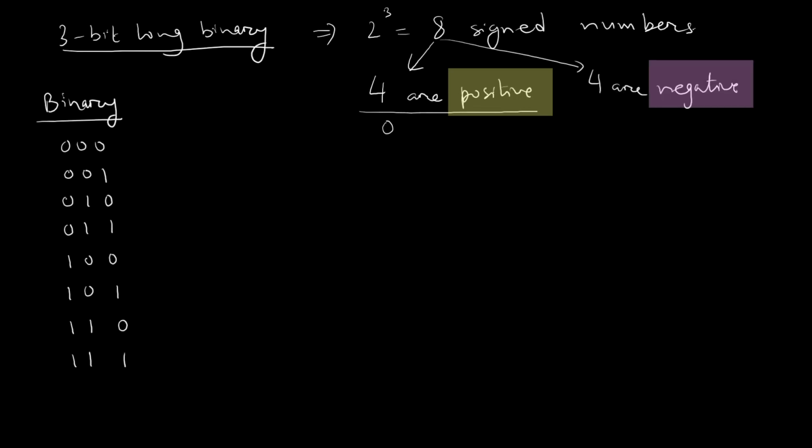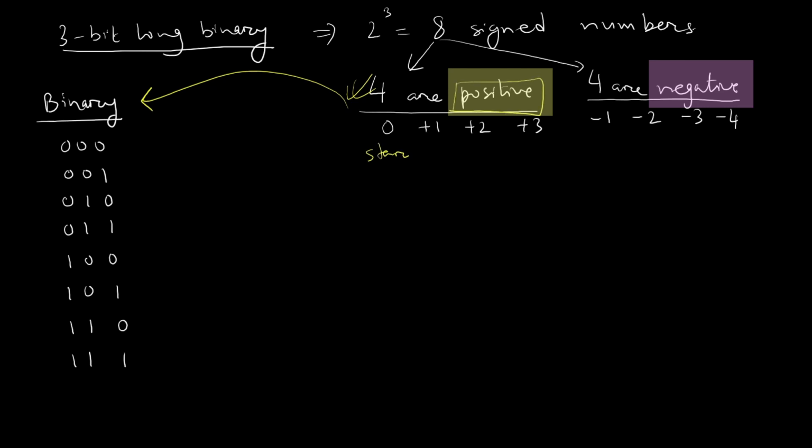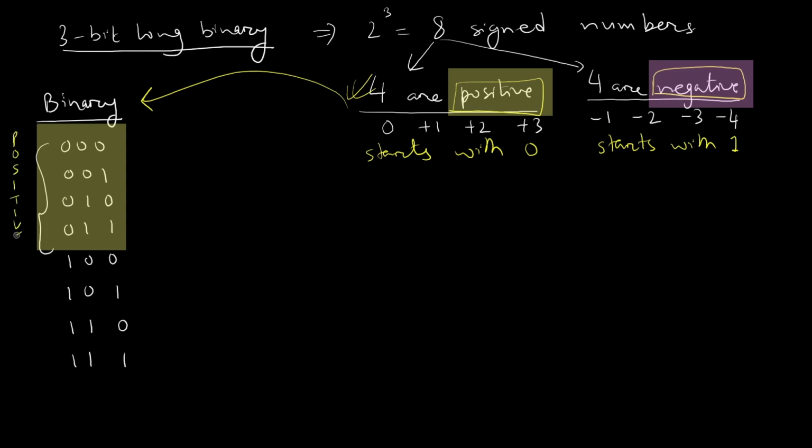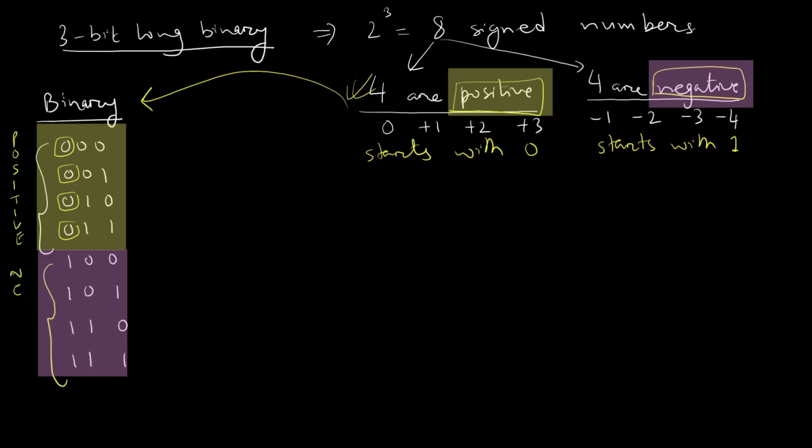The 4 positive numbers are 0, plus 1, plus 2 and plus 3. The 4 negative numbers are minus 1, minus 2, minus 3 and minus 4. Let us see how these 4 positive and 4 negative numbers are represented using binary. All positive numbers start with binary 0 and negative numbers start with binary 1. So these 4 binary numbers shall represent positive signed numbers as each of them starts with 0, and these 4 binary numbers shall represent negative signed numbers as each of them starts with 1.